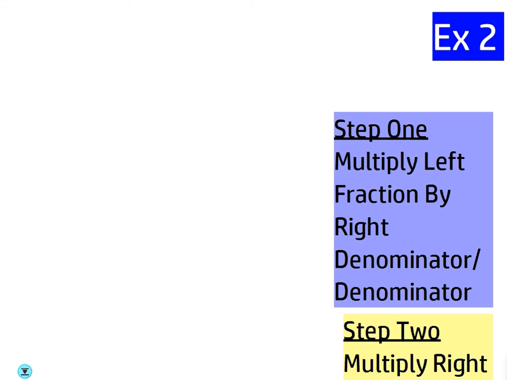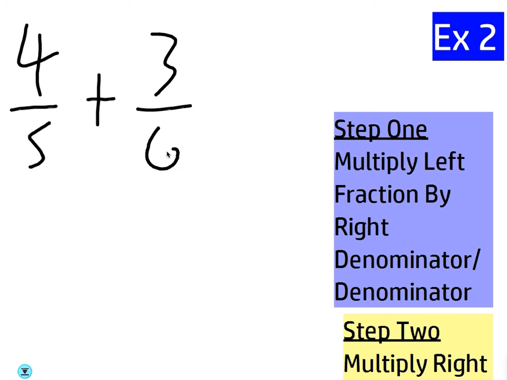Okay, what were you going to say? 4/5 plus 3/6. Fair enough. Okay, so I'm going to start with the 4/5 and multiply it by what?